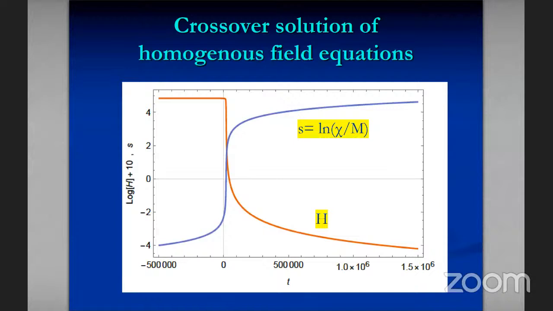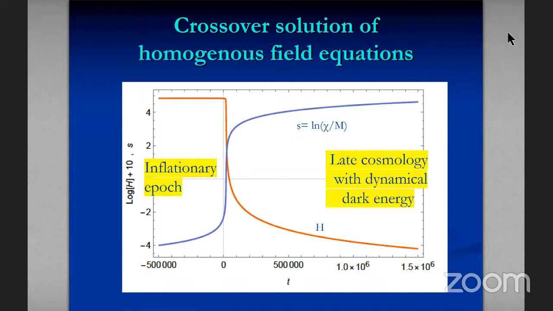Next slide. Nevertheless, if you retranslate that to observables, for example by doing a Weyl scaling, you find that this simple cosmology actually describes a crossover between two simple solutions of the homogeneous field equations. One describes an inflationary epoch, that's the early phase, and the late phase describes a late cosmology with dynamical dark energy. So these are the main phases, and that comes out directly once you make some simple assumptions on the field dependence of these functions.